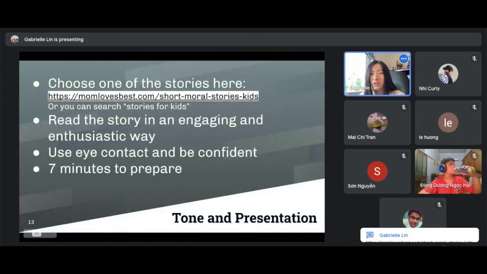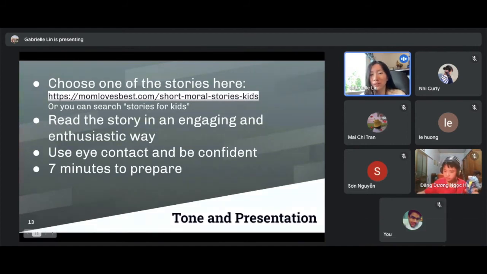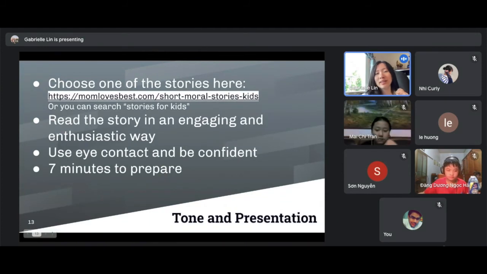Go to this link and choose one of the stories under the link. Then you just want to read a little bit from the story, but in a really engaging and enthusiastic way. So use cool voices for the characters, be really exclamatory when it's an exciting part of the story, use eye contact and be confident. I don't think we have time to do 7 minutes to prepare, but I'll give you 4 minutes to prepare. You can find a story, choose a part of the story that you think is exciting, and then plan out how you're going to read it in a fun way.